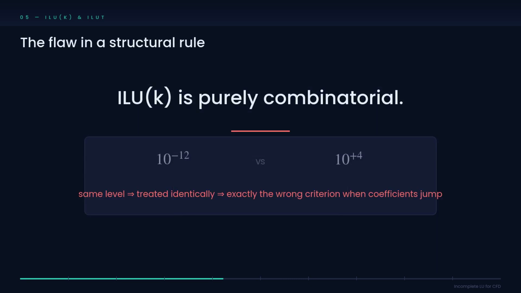ILU(k) has an appealing property. The pattern can be computed before you touch a single number. And one serious flaw. It is purely combinatorial. A fill entry of size 10 to the minus 12 and a fill entry of size 10,000 are treated identically if they sit at the same level. On a matrix with strong coefficient jumps, that is exactly the wrong criterion.